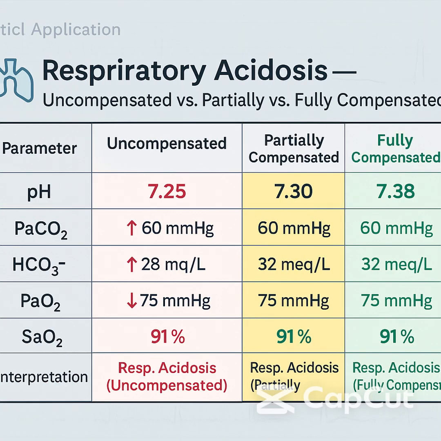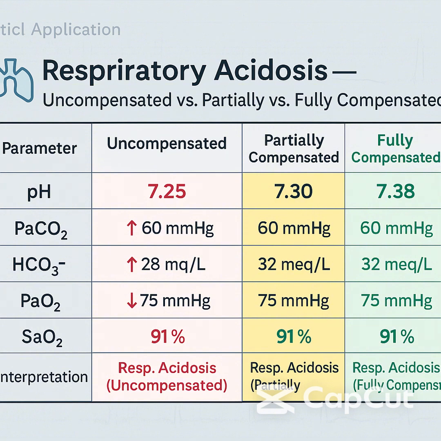Now let's take a look at respiratory acidosis across its 3 stages: uncompensated, partially compensated, and fully compensated. In the uncompensated state, the pH is low at 7.25. The PaCO2 is elevated at 60. That's your primary issue. The bicarbonate is only mildly elevated, which means the kidneys haven't had time to respond. This is acute and uncompensated.